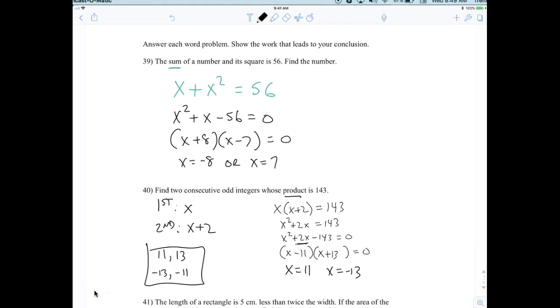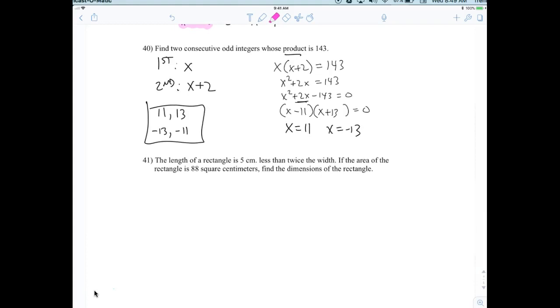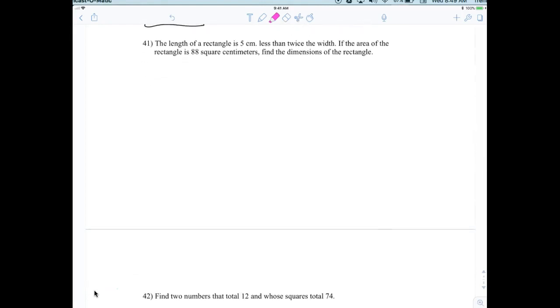X equals negative 8 works. If I take negative 8 and add it to negative 8 squared, that's going to be 56. If I take 7 and add it to 7 squared, that's going to be 56. You with me? These are the 2 consecutive odd integers that when I multiply them together get 143. You with me now? All right, let's have some more fun.